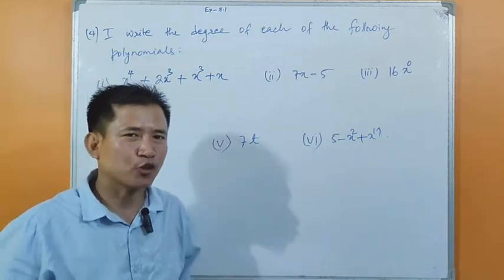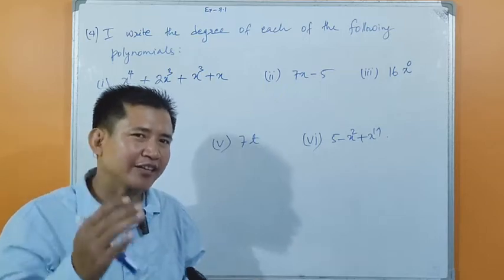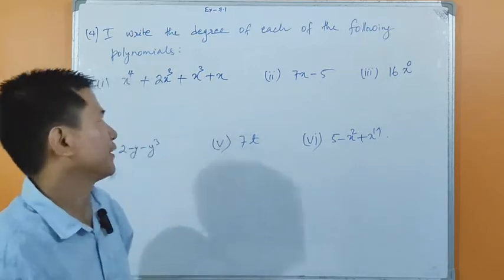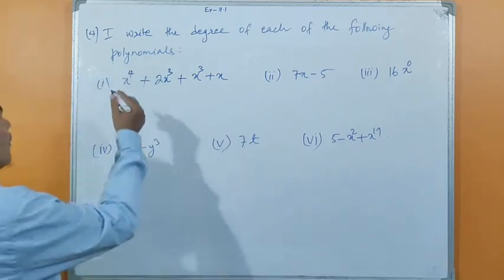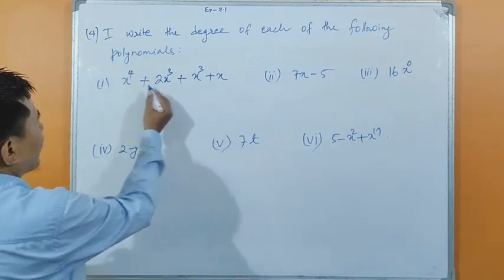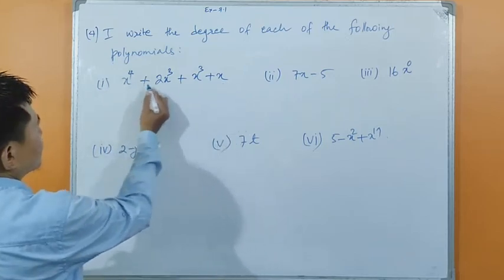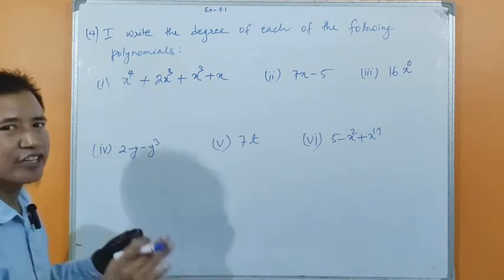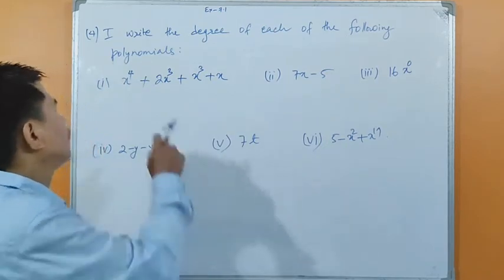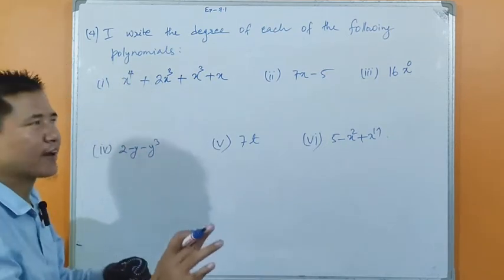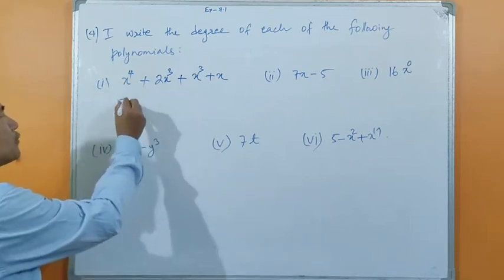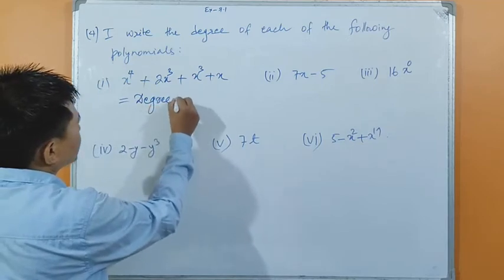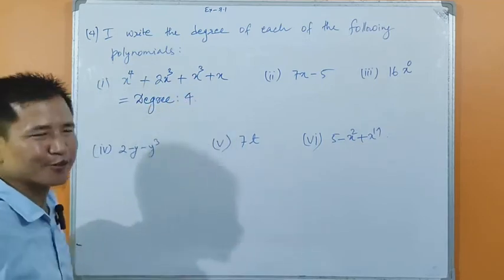Degree means, I have already told you, the highest power of the variable in the expression is called the degree of the polynomial, isn't it? So here we have the variable x. In this expression, the variable is x, isn't it? X is the variable, and the highest power of x is 4. You can see the highest power of x is 4. So the degree of this polynomial is 4. Very, very simple. Degree of this polynomial is 4. I hope you got this.